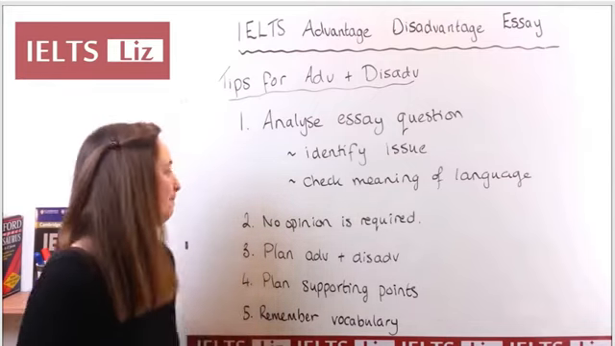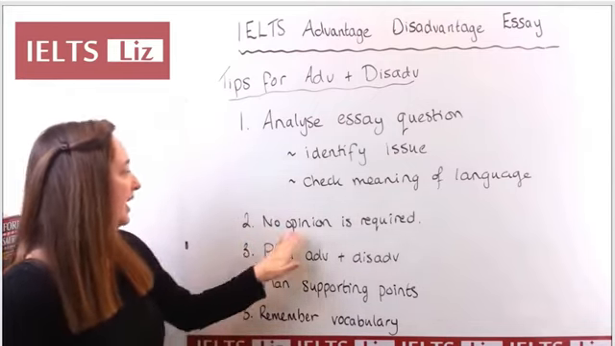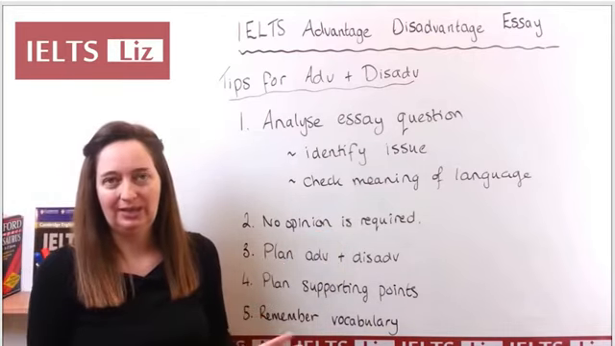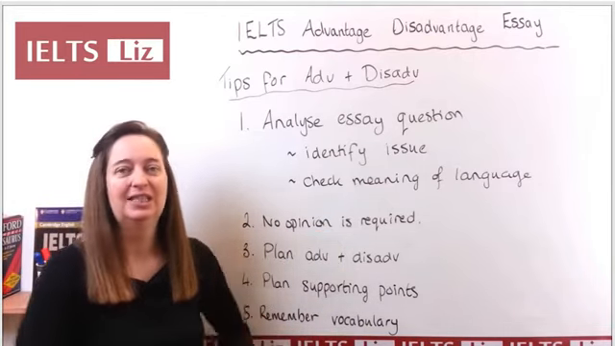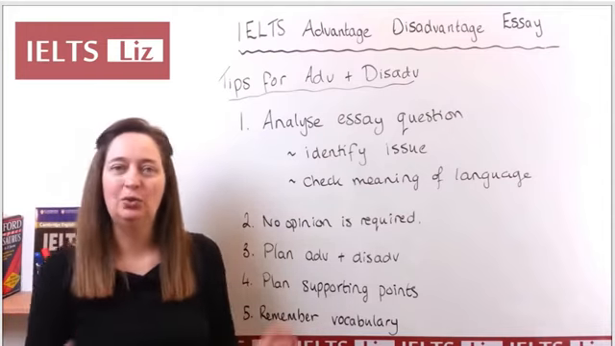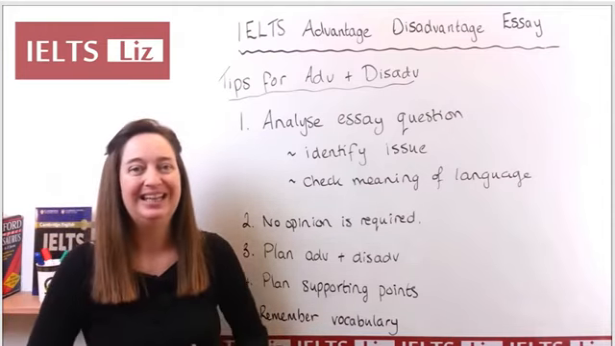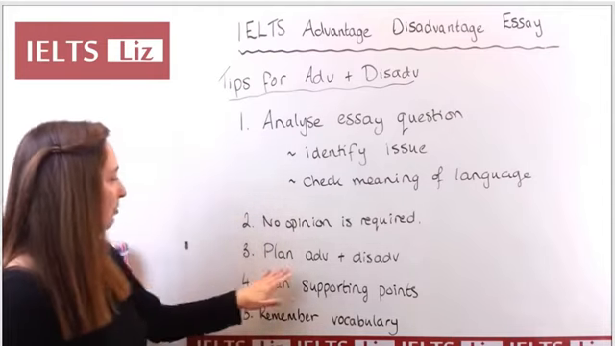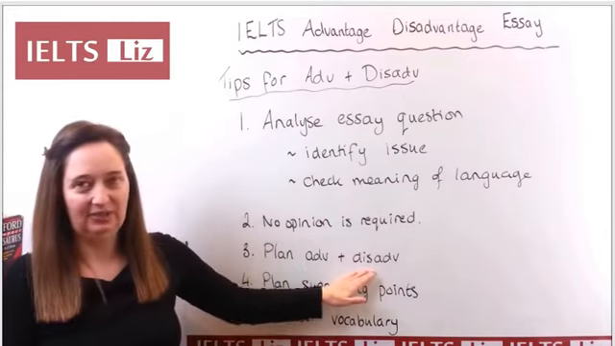The next point, there is no opinion required. This is just give the advantages, give the disadvantages. You don't need to give any opinion at all in this essay. Number 3, plan your advantages and disadvantages.